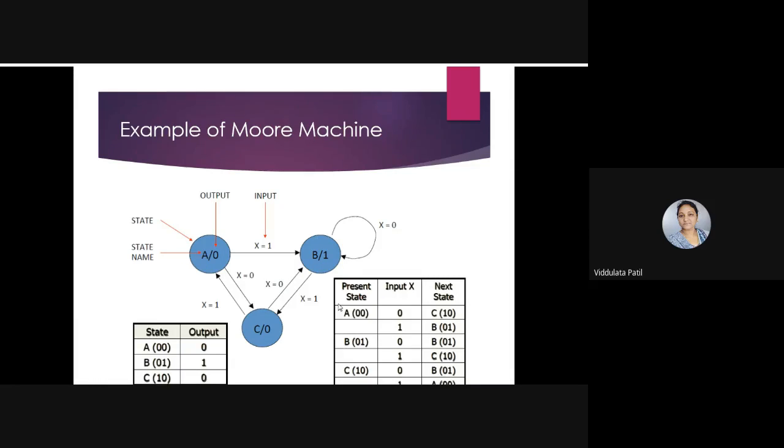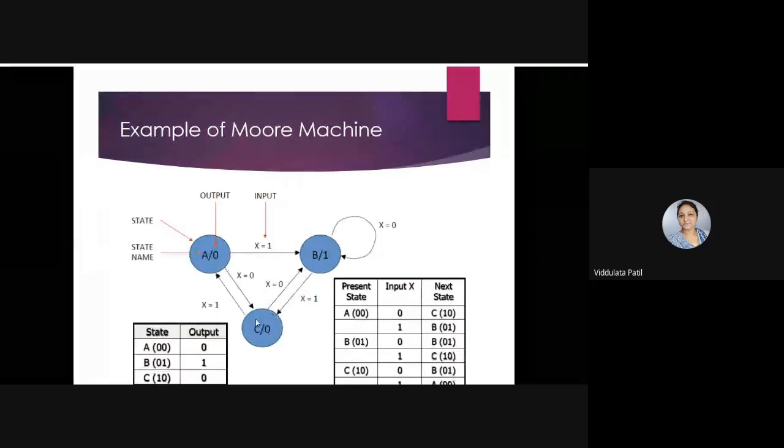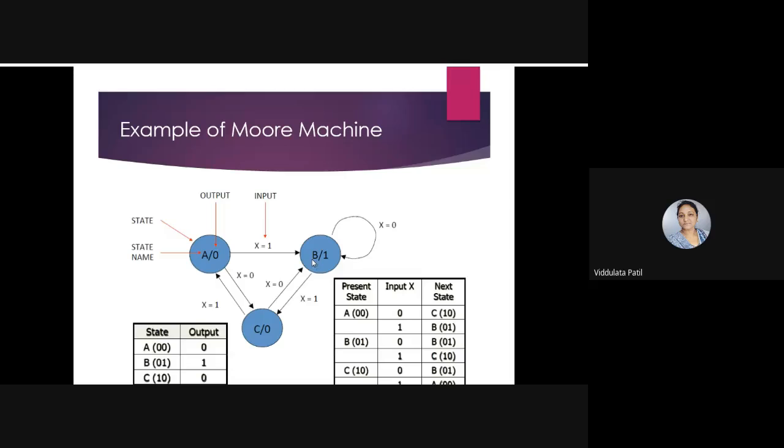Now for state B, if X is 0, then it will remain in the same state, that is B, and if X is equal to 1, then it will go to the next state, that is C. Here you can see whenever X is 0, it will go to the next state, that is C, and when X is equal to 1, then it will be in state B.